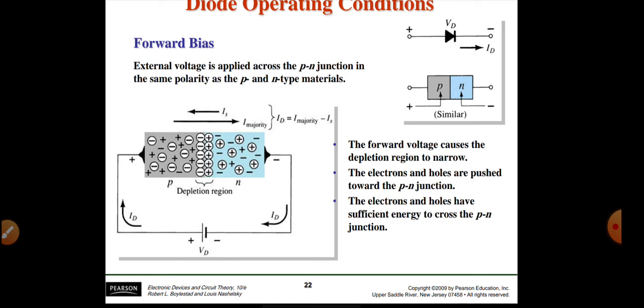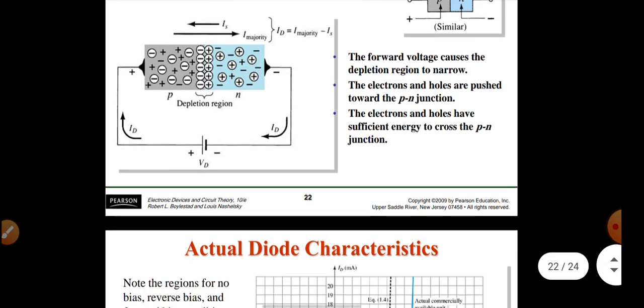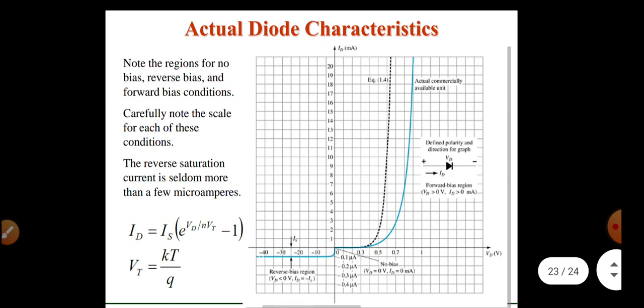Simultaneously, the reverse bias current, sorry, the current due to the minority charge carrier is also flowing. So the overall current is nothing but Id equal to I majority minus I minority, that is nothing but the reverse current itself. Okay, so actually graph this.